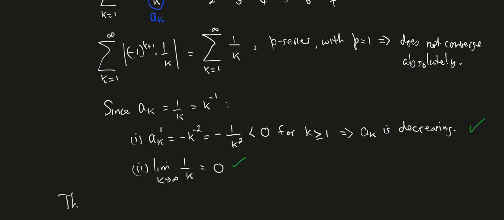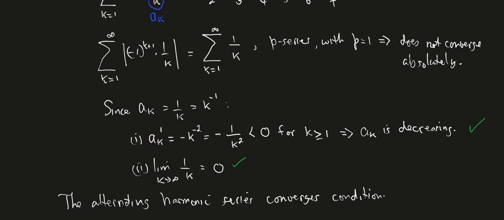So what this means is, I'm just going to write out our statement now. The alternating harmonic series converges, not absolutely, but conditionally. So this is our CC category. We used that in a previous video. So the alternating harmonic series converges conditionally.